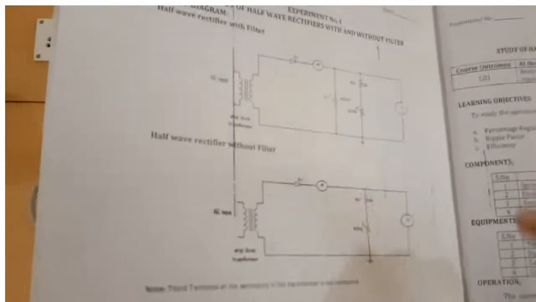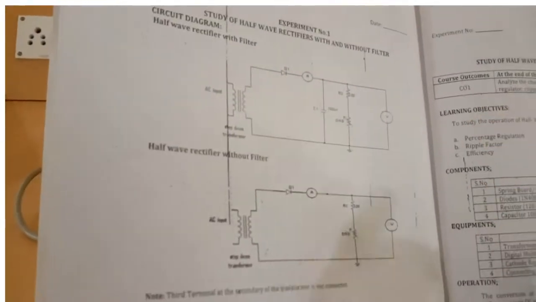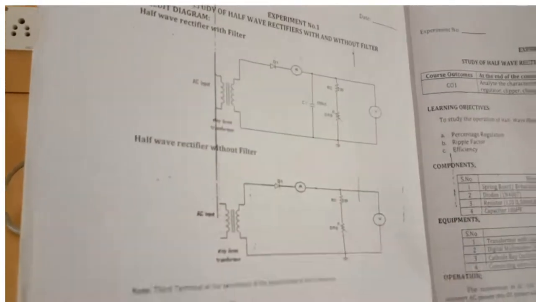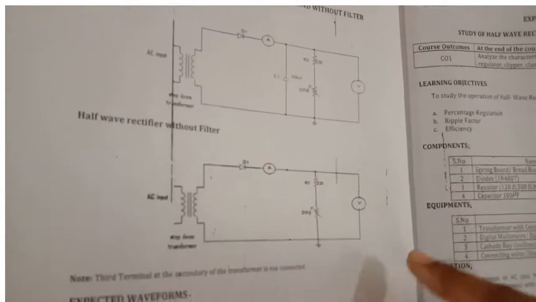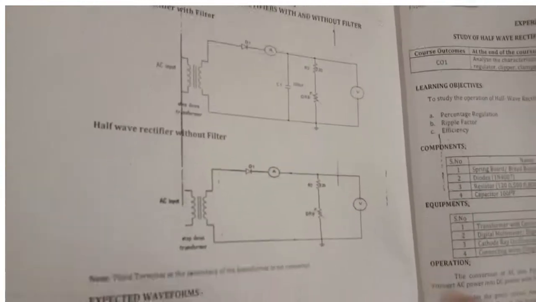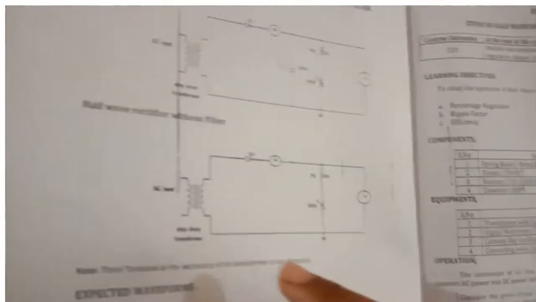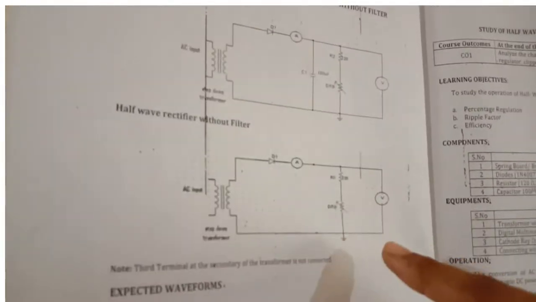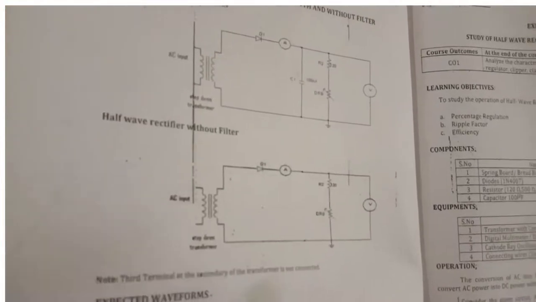So here we are going to perform 2 experiments, with the capacitor and without the capacitor. You can see the first circuit with capacitor, the second circuit without capacitor. First we'll perform without the filter circuit, then we'll do it with the filter. The components needed for performing a half wave rectifier are a step down transformer, diode, ammeter, resistance box and fixed resistor, and then you need a voltmeter. So these are the components.